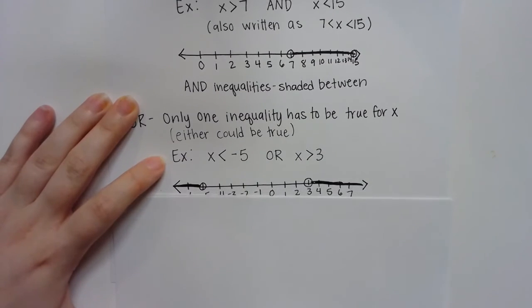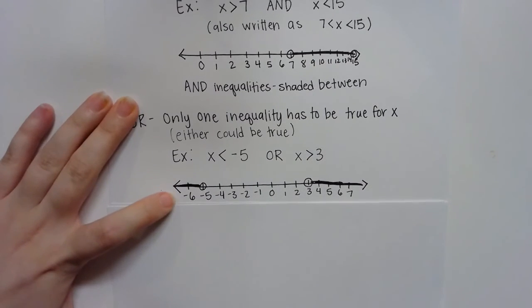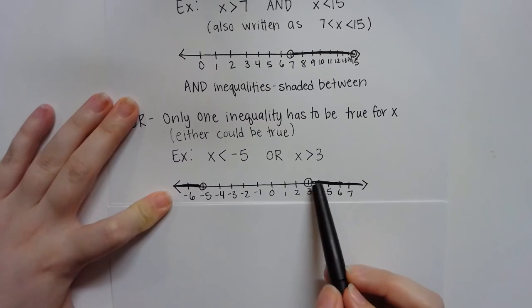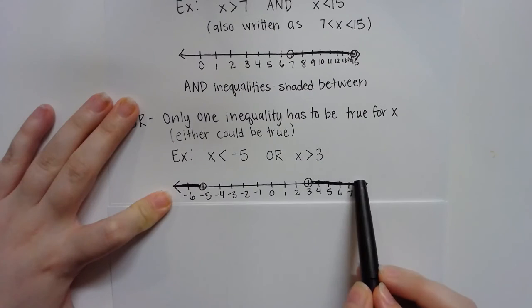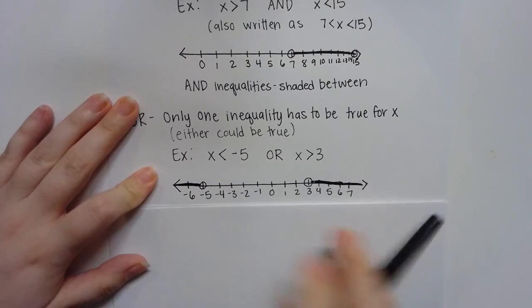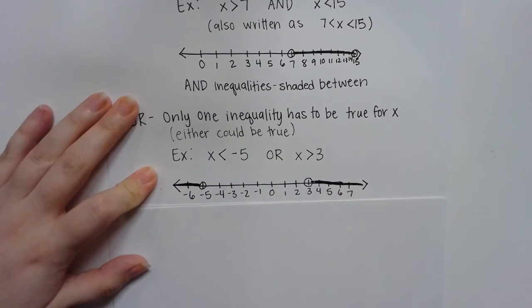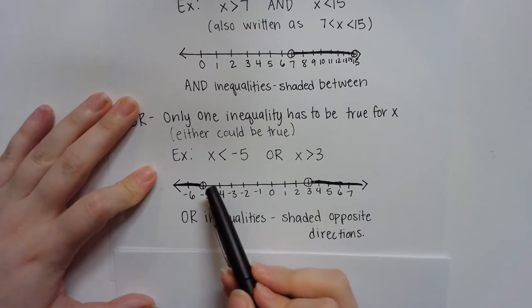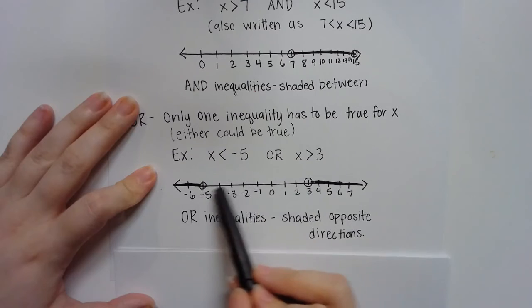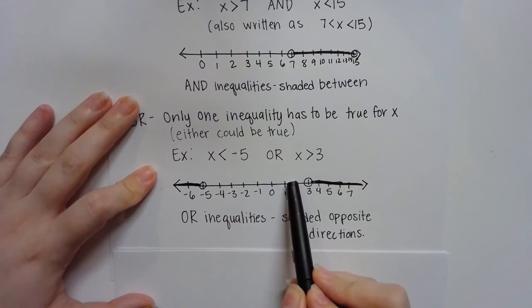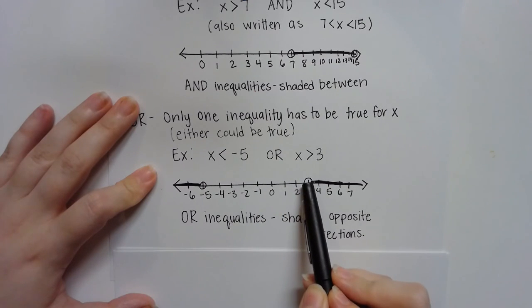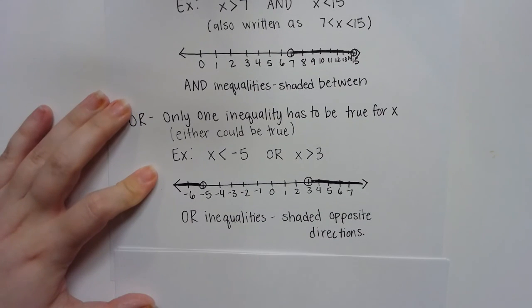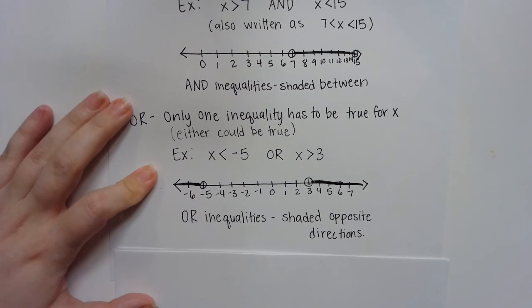So that would look like this. Where we have an open circle on -5 and shade to the left, and an open circle on 3 and shade to the right. So or inequalities go in opposite directions, as you can see, because any of the numbers that are between these do not apply to greater than 3 or less than -5. So let's see if you can graph the ones that are listed below.